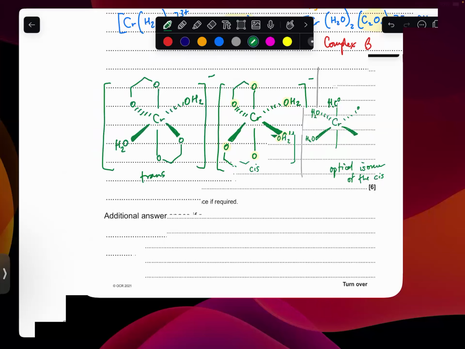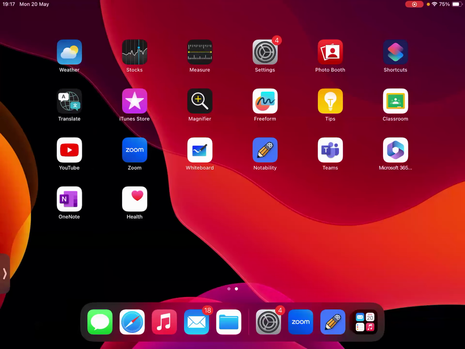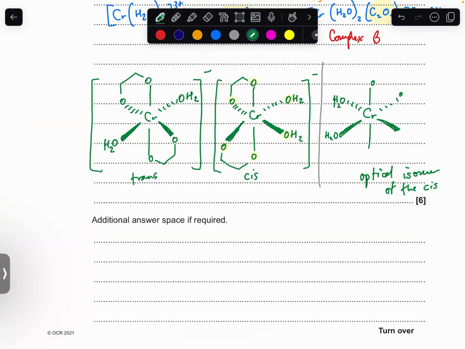Look how we draw it. Got your ethane dioate ions. Got a minus there. And I believe we've covered everything. So let's have a look through the mark scheme.